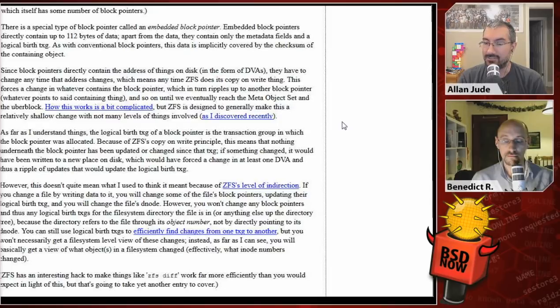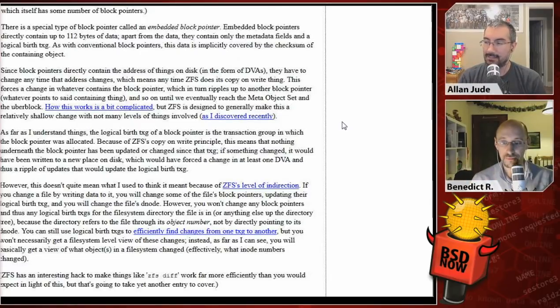With embedded block pointers, you can fit up to 112 bytes of data directly in the block pointer as part of the metadata, instead of doing the extra effort of actually allocating a block and pointing to it from that block pointer. Oh, that's the one option you can use on ZFS send. Yeah, with embedded block pointers.